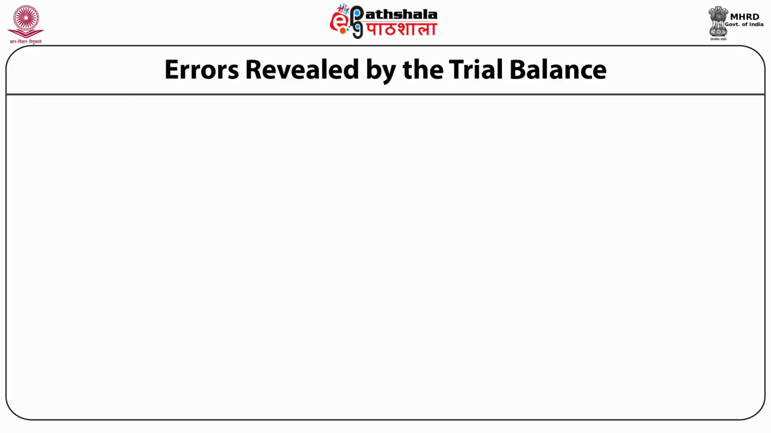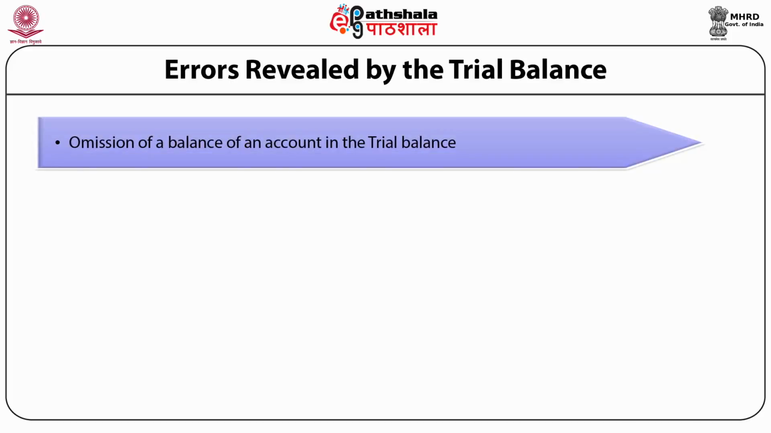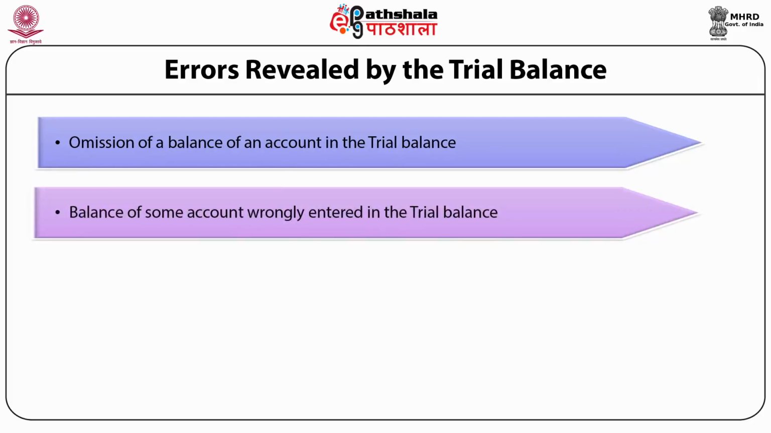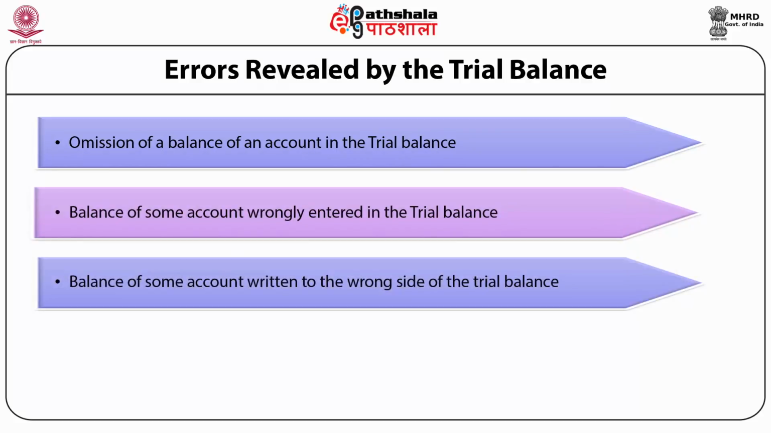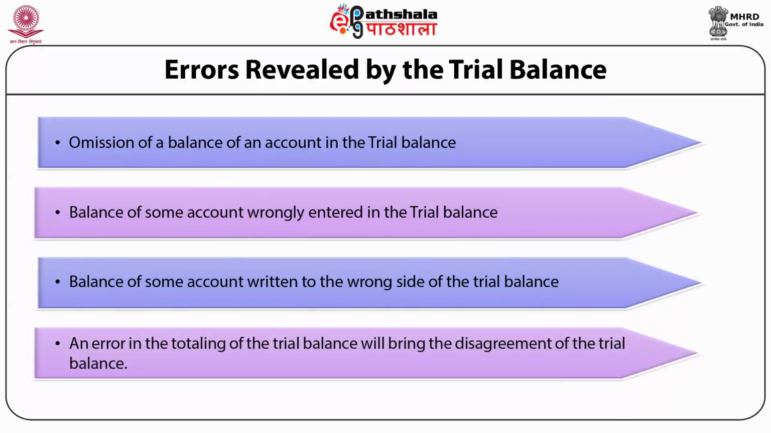Other errors which are revealed by trial balance include omission of a balance of an account in the trial balance, balance of some account wrongly entered in trial balance, balance of some account written to wrong side of the trial balance, and error in the totaling of the trial balance, which will bring the disagreement of the trial balance.